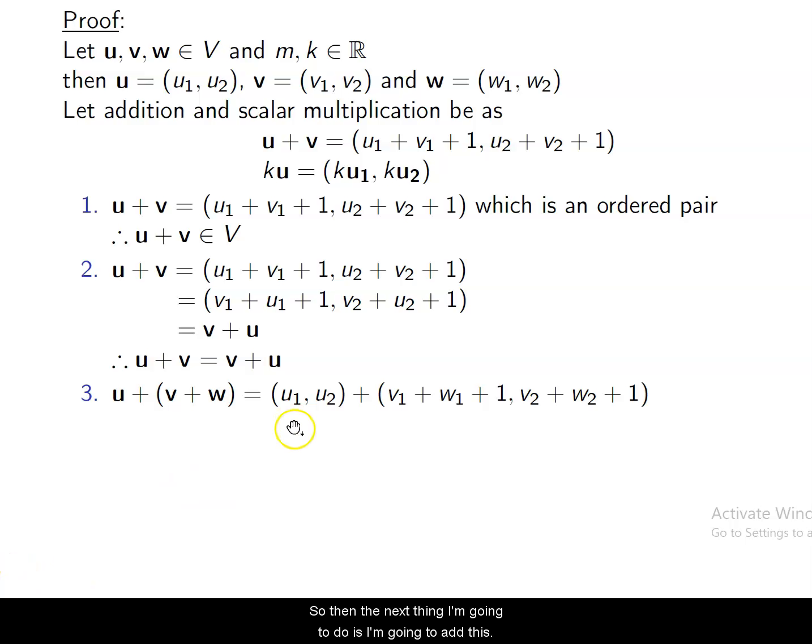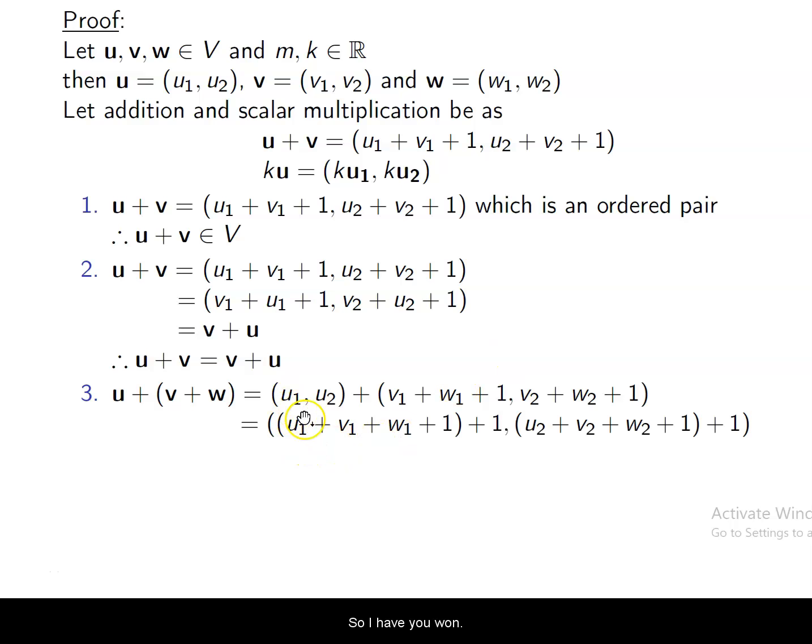So then the next thing I'm going to do is add this to this. So remember what it means to add things together. The first two elements add together plus 1. So here, the first element plus this whole first element of this vector, right? This is one vector right now. So this first element plus this first element plus 1. Second element plus the second element plus 1.